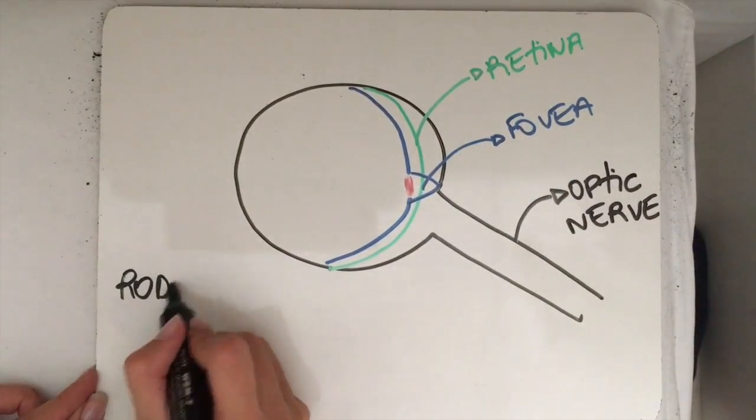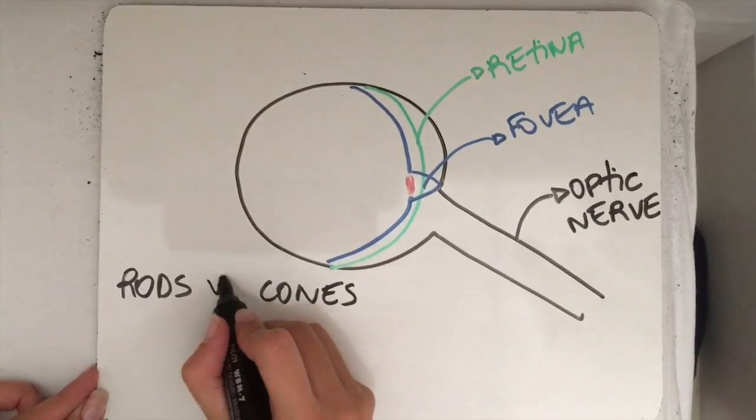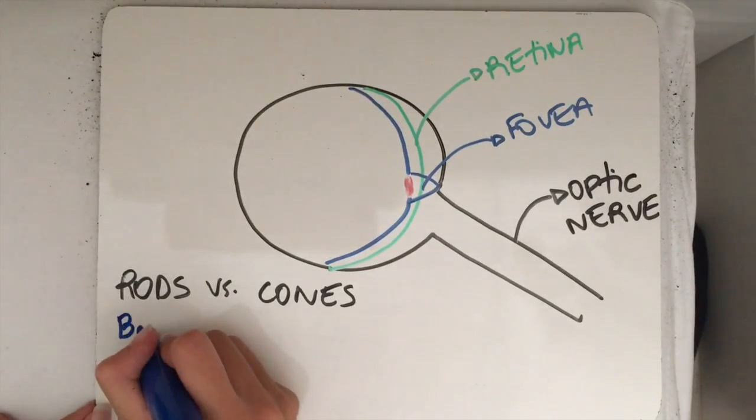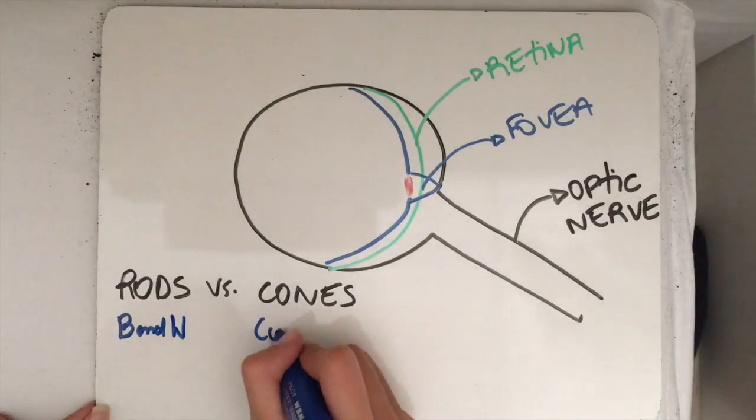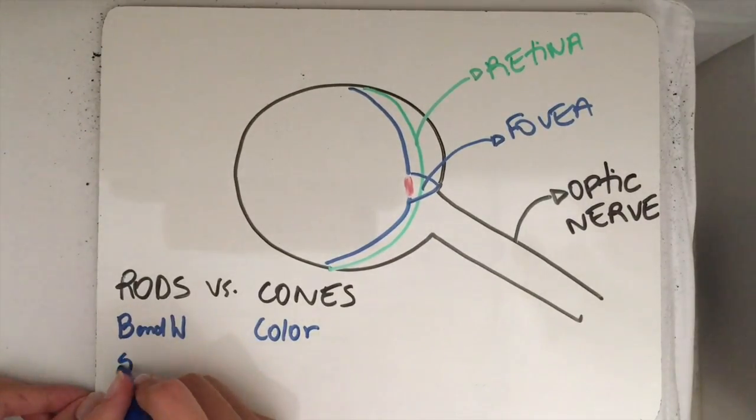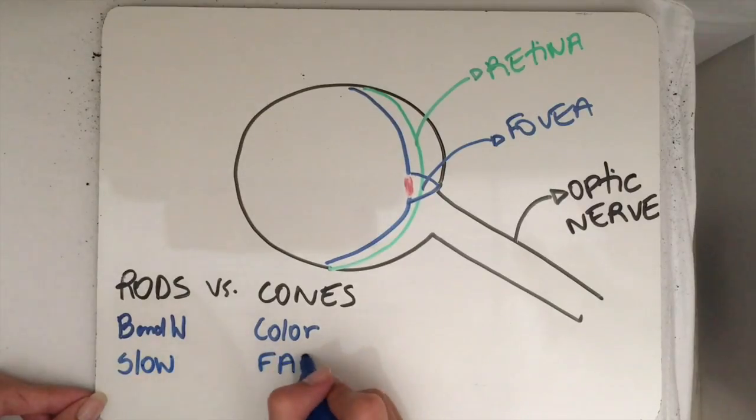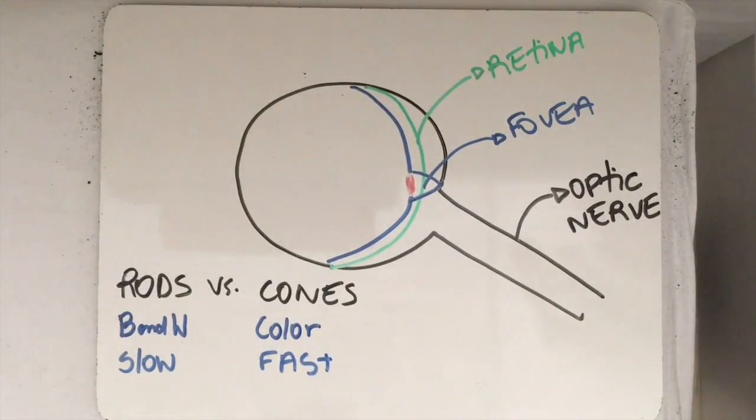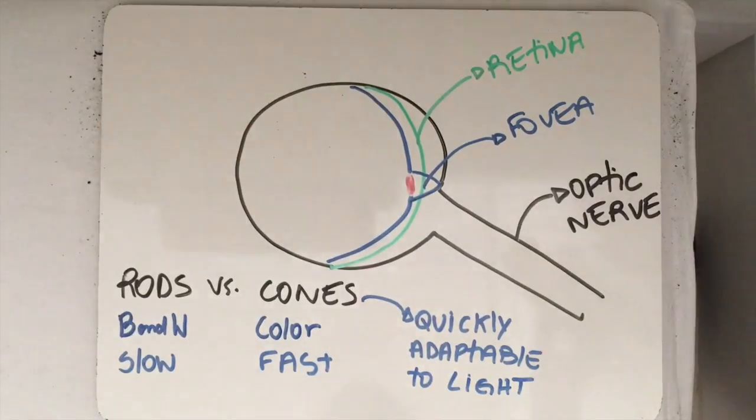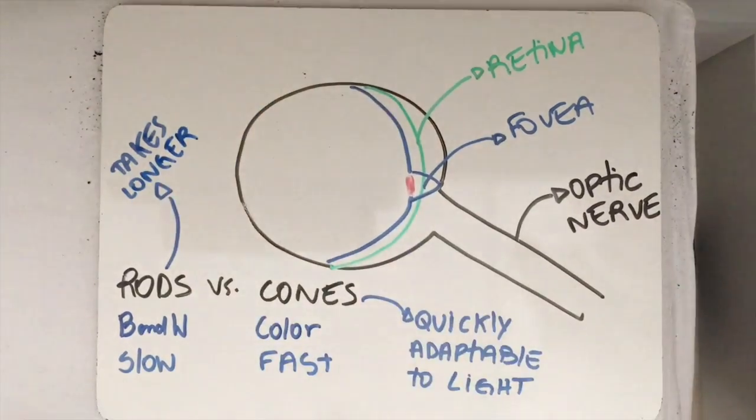While cones produce colored vision, rods do not because they are 1,000 times more sensitive to light than cones. Therefore, the light detection in rods results in a black and white vision, while the light detection in cones results in colored vision. Rods take longer to release an action potential compared to cones, and cones are able to quickly adapt to changes in light, while rods take much more time.